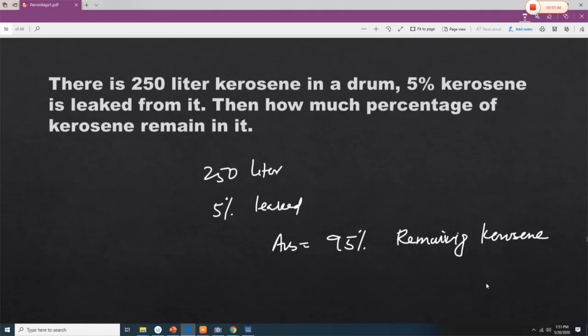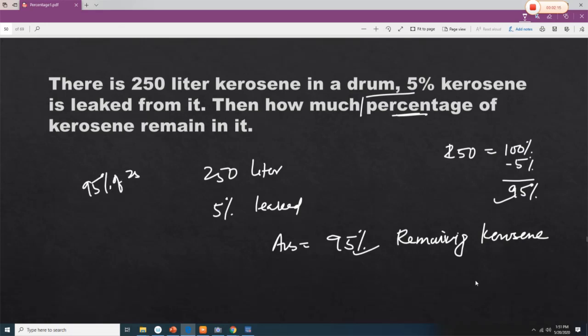There is 250 liters of kerosene in a drum. 5% of the kerosene is leaked from it. So let's say 250 is equal to 100% kerosene and 5% is leaked. So now what is remaining? It is 95% remaining. And it is asking how much percentage. They are not asking how much kerosene. They are asking how much percentage. So it is asked in percentage, so it is 95% remaining. If it is asked how much, then you have to find out 95% of 250.